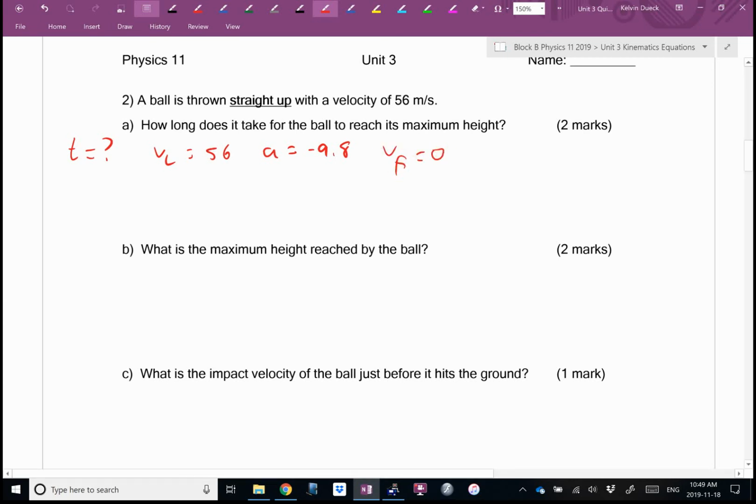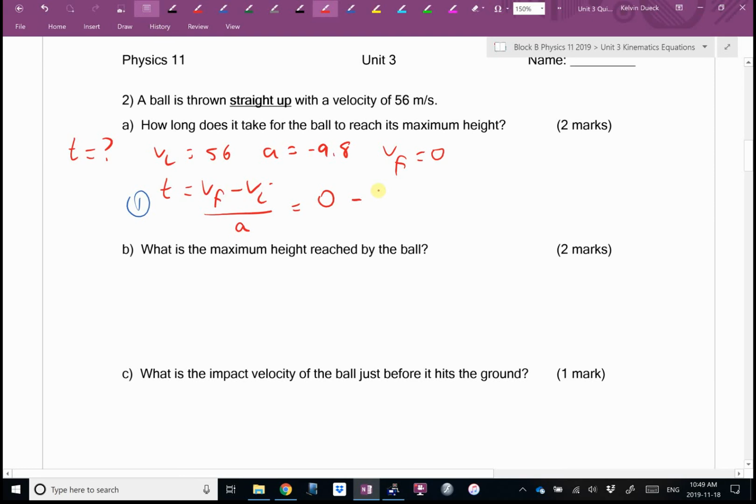The equation I'm going to use would be VF equals VI plus AT, and I would give you a half mark if you wrote that. But now, this, Sean, I would be okay with. I would be okay on the test with you going straight to VF minus VI over A. And so I'll give you 1 whole mark for that. I would give you a half mark if I saw VF equals VI plus AT, but you rewrote the equation wrong.